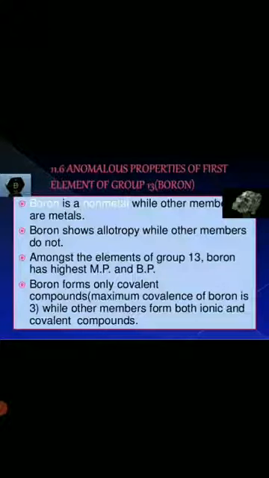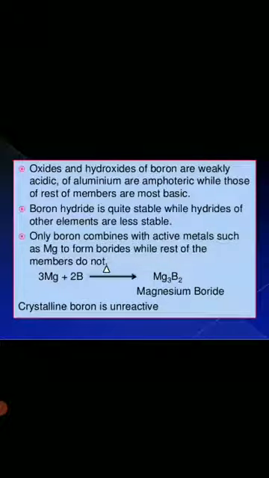Students, the first element of group 13, that is boron, shows anomalous behavior. Boron is a non-metal while other members are metals. Boron shows allotropy, while other members do not. Amongst the elements of group 13, boron has the highest melting point and boiling point. Boron forms only covalent compounds with maximum covalence being 3, while the other members form both ionic and covalent compounds. Oxides and hydroxides of boron are weakly acidic. Aluminium's are amphoteric, while the rest are almost basic.